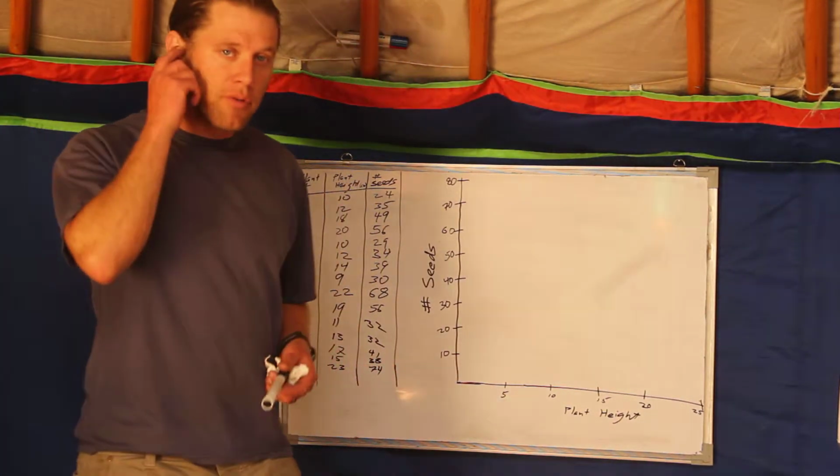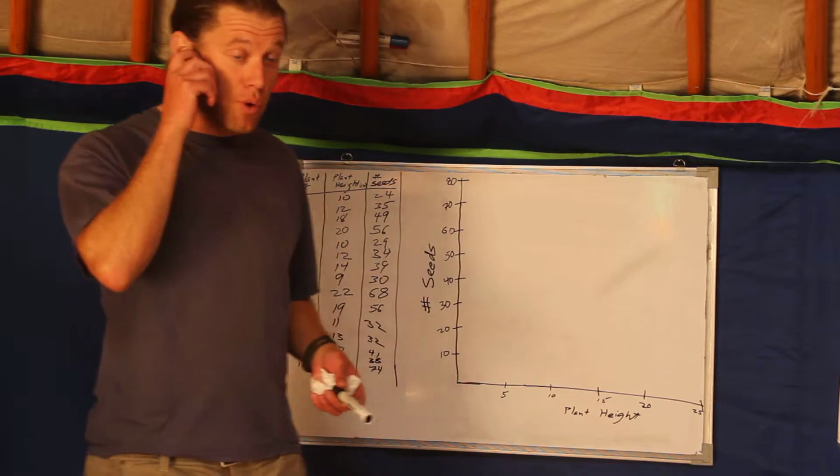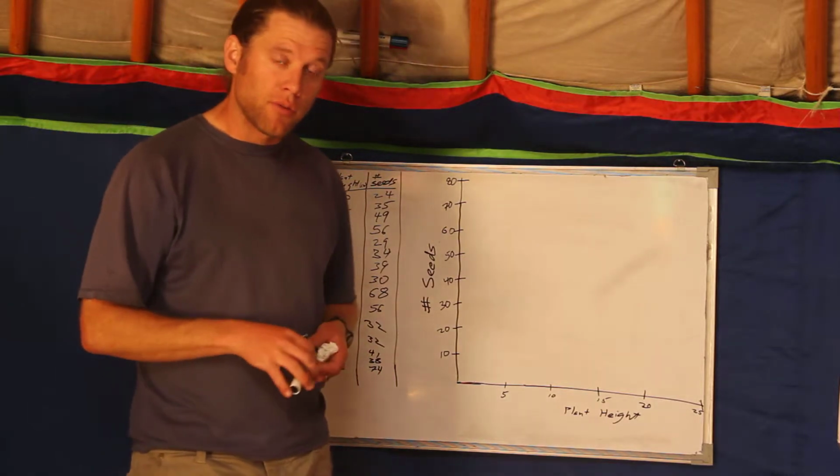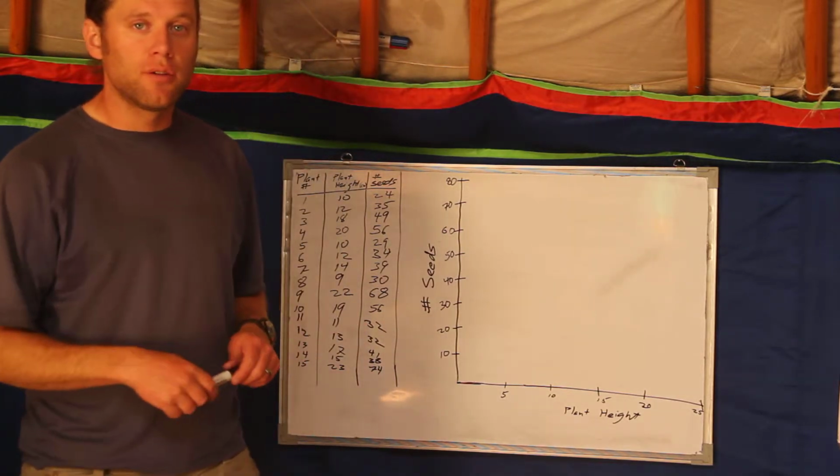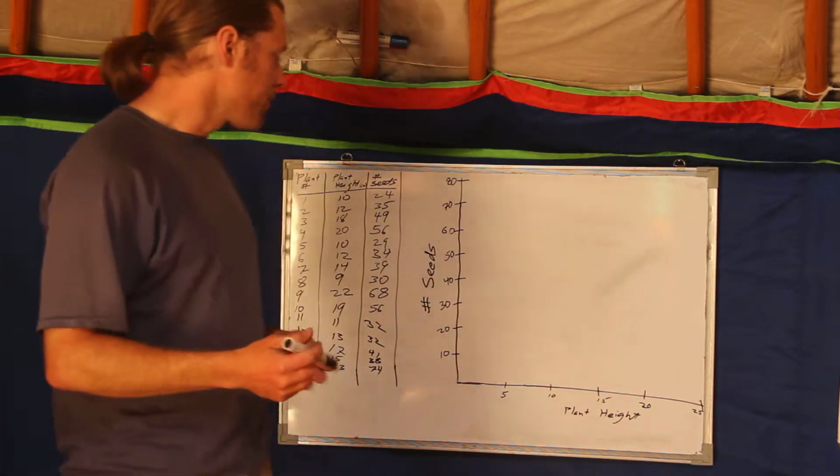Alright, so we're going to start with a bit of a preamble for Lesson 3. Lesson 3 is covering correlation, regression, and scatter plots.